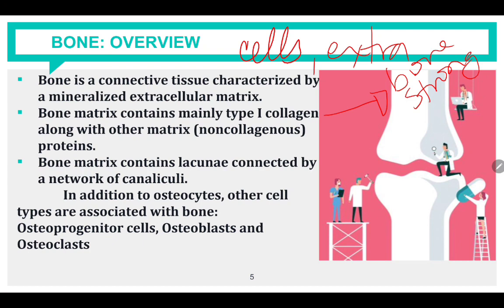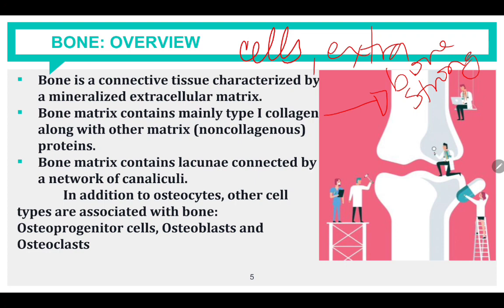The bone matrix contains lacunae connected by a network of canaliculi. I think you're all familiar with the lacunae. The lacunae is the place where osteocytes are held in place. And the network of canaliculi, right? I've discussed this in our histo lab. It is responsible for distributing whatever blood supply, oxygen, or nutrient that the osteocytes placed in the lacuna need.